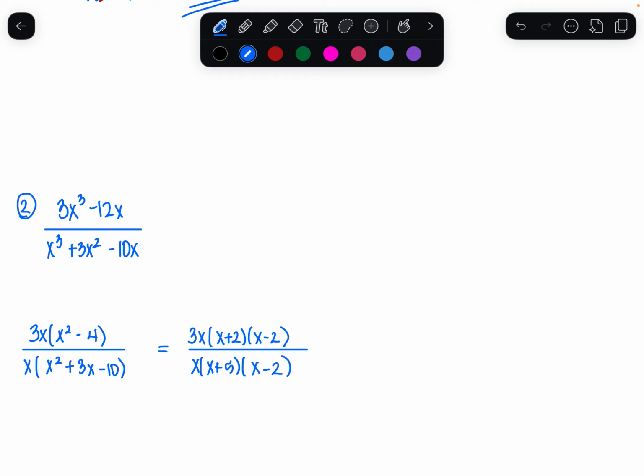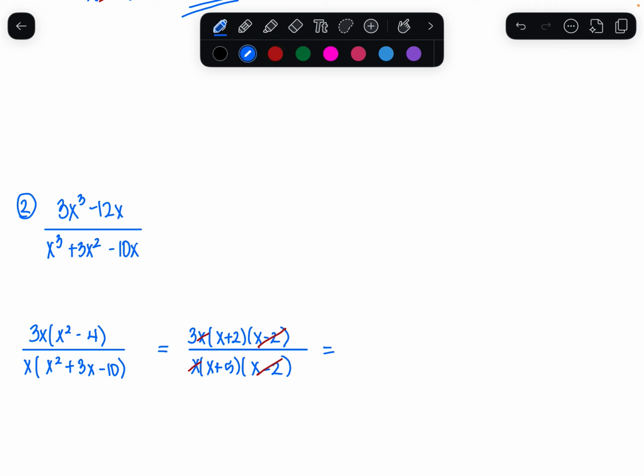And so there's actually a couple things that we can cancel out. The quantity x minus 2 can cancel out, and the x. They need to both be shared in the numerator and in the denominator, those factors.